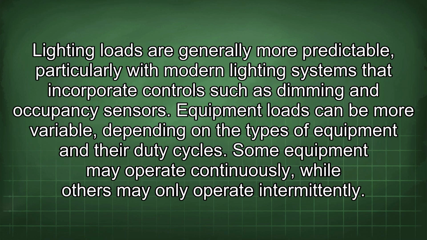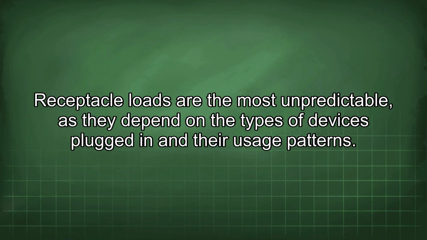Lighting loads are generally more predictable, particularly with modern lighting systems that incorporate controls such as dimming and occupancy sensors. Equipment loads can be more variable, depending on the types of equipment and their duty cycles. Some equipment may operate continuously, while others may only operate intermittently. Receptacle loads are the most unpredictable, as they depend on the types of devices plugged in and their usage patterns.